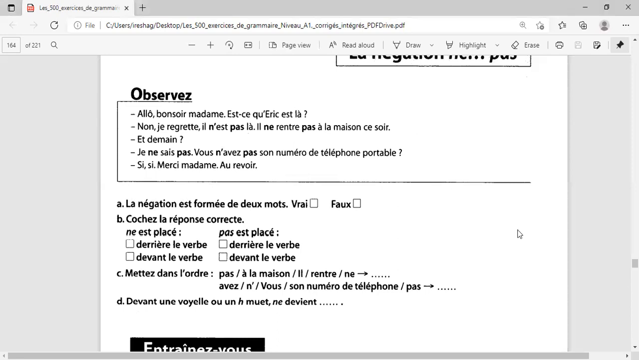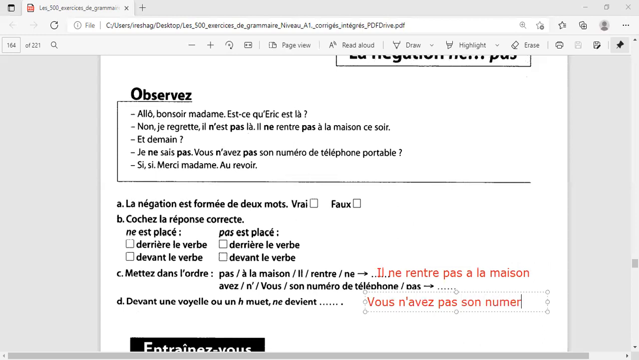Okay. Have you completed that one? Yes. Il ne rentre pas à la maison. I didn't put the accent here. And the next one? Vous n'avez pas son numéro de téléphone. You don't have his phone number. Il ne rentre pas à la maison, he doesn't re-enter the house. Okay.